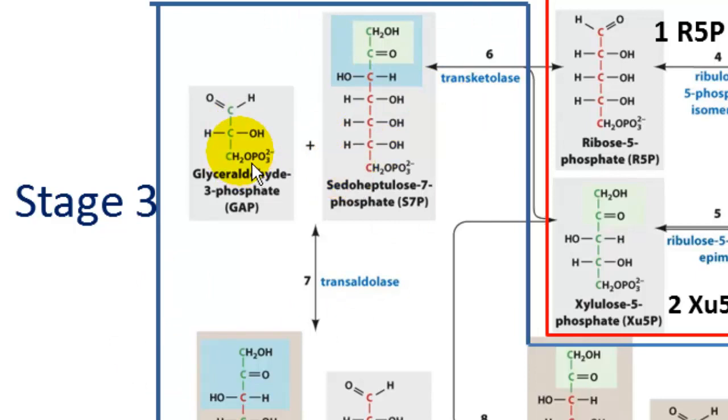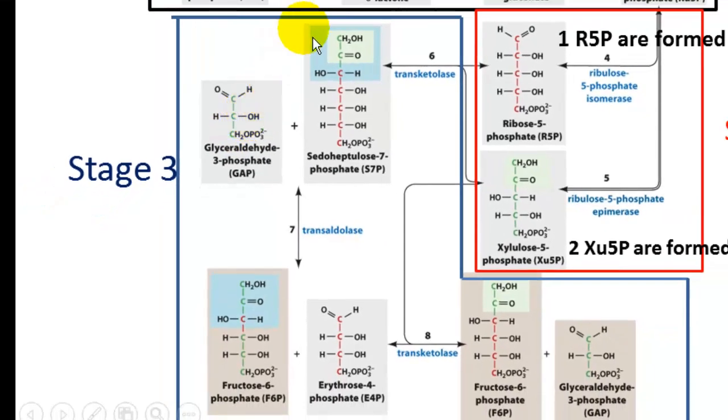In stage 3, we go through a second carbon-carbon rearrangement reaction. In the second carbon-carbon rearrangement reaction, we take these 3 carbons, the C double bond O and the CH2OH here, and we transfer that to the anomeric carbon of glyceraldehyde 3-phosphate. When we do that, we get fructose 6-phosphate, and the carbons that are left behind form this 4-carbon sugar, erythrose 4-phosphate. This is catalyzed by a transaldolase.